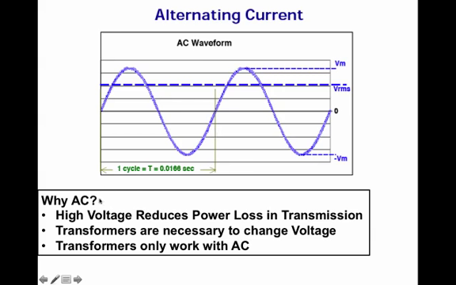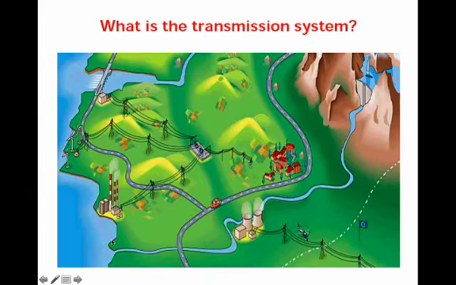So why do we want alternating current? It's a three-step reasoning process that we'll explore in the next slides. We'll find that high voltage reduces power loss in transmission, and transformers are necessary to change voltage to make high voltage, and transformers only work with AC. That's why we need AC.